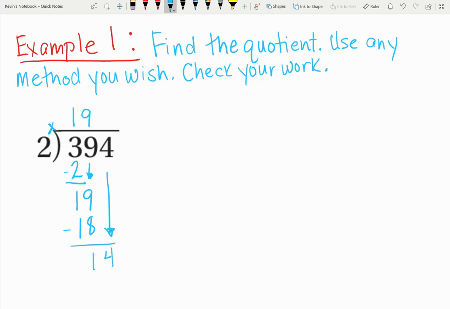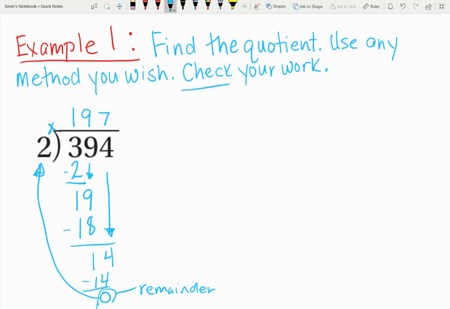In this case, we're going to go ahead and repeat. So 14 divided by 2 is 7. The next step in disco division is 7 times 2 is 14. And then you subtract. In this case, your remainder is less than your divisor of 2, so you are done.